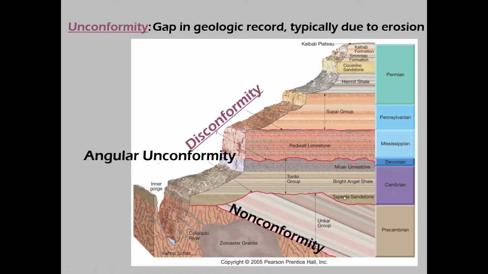So if we go back here, the Vishnu schist and the Zoroaster granite never formed at the surface. Schist is an intermediate grade metamorphic rock and granite is an intrusive igneous rock. So the only way they can be exposed at the surface is if there was initially erosion of all overlying rock layers so that you could have deposition of the Unkar group. You can also see that the Unkar group has been tilted due to tectonic uplift at a later time.